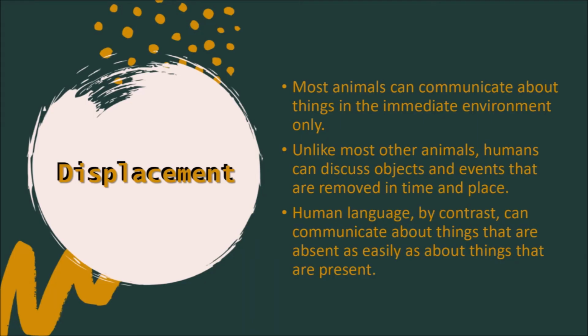The topic is about displacement. Displacement in linguistics is about the capability of language to communicate about things that are not immediately present. The human language can communicate about things that are absent as easily as about things that are present. Unlike the human, most animals can communicate only about things in their environment. They have limits in what they can communicate about. So, this phenomenon is called displacement.